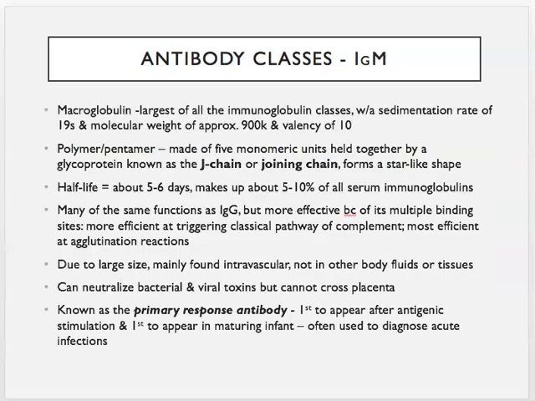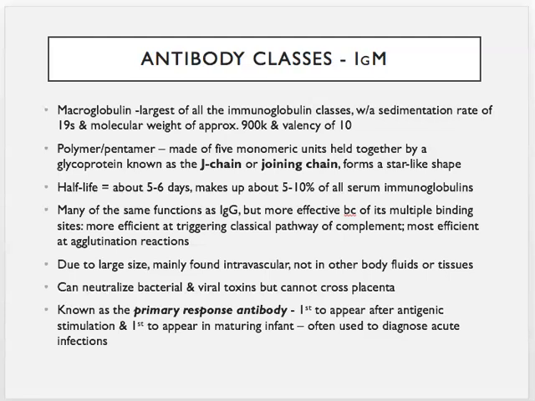Okay, IgM is a macroglobulin, so it's the largest of all of the immunoglobulin classes. It has a sedimentation rate of 19S, a molecular weight of approximately 900,000, and a valency of 10. It's considered a polymer or a pentamer, so it's made of 5 monomeric units that are held together by a glycoprotein known as the J chain, or joining chain. So they form a star shape. IgM has a half-life of about 5 to 6 days, and it makes up about 5 to 10% of all serum immunoglobulins.